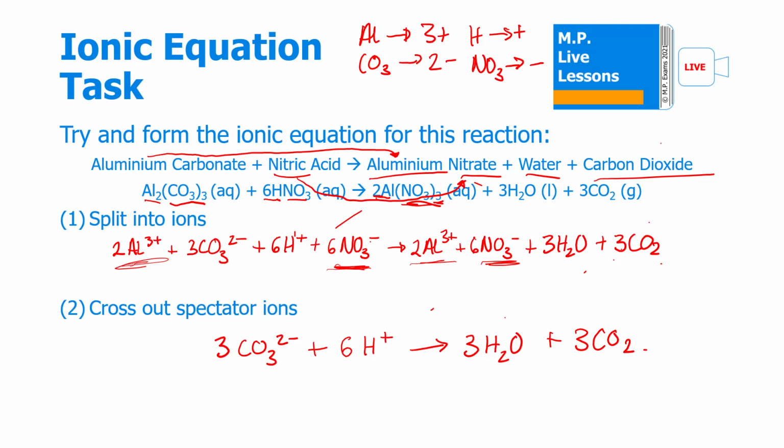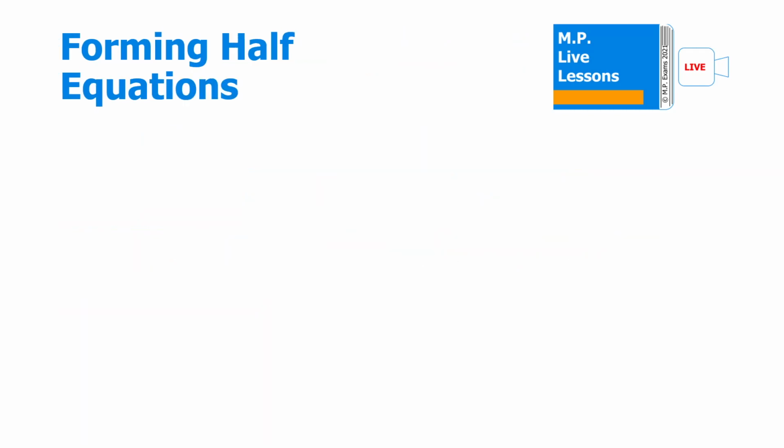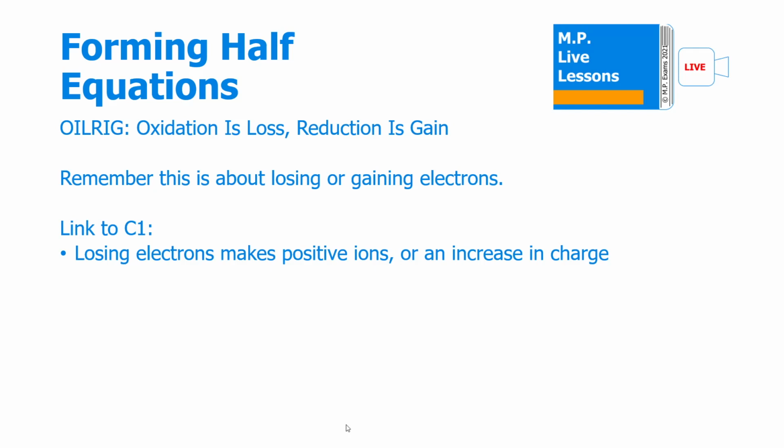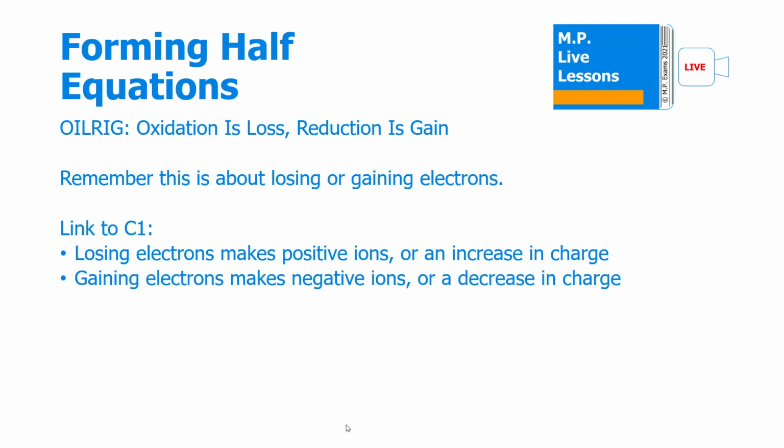Now, we then form, let's say, half equations from the ionic equations. So if you remember the acronym OIL RIG, so oxidation is loss, reduction is gain. So this is, remember, about losing or gaining electrons. Now, if we link this back to topic 1, I said that losing electrons will make positive ions, or it will increase in charge, or let's say from negative to neutral. Gaining electrons makes negative ions, or a decrease in charge.